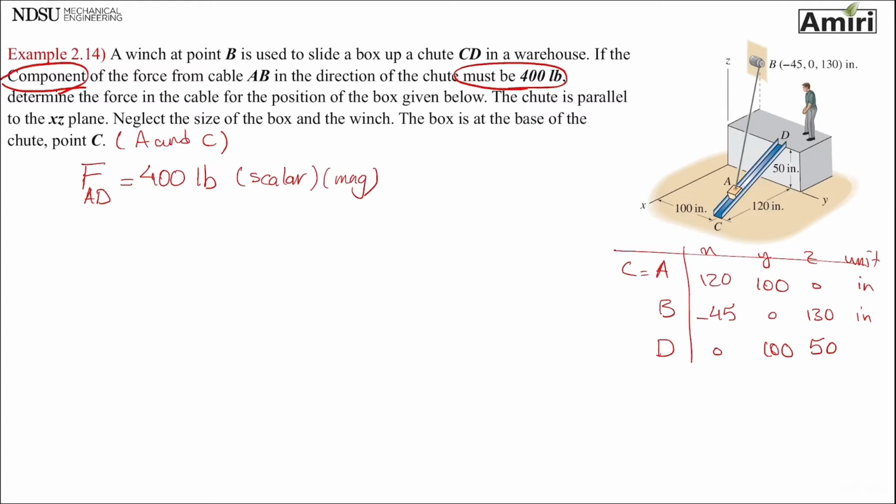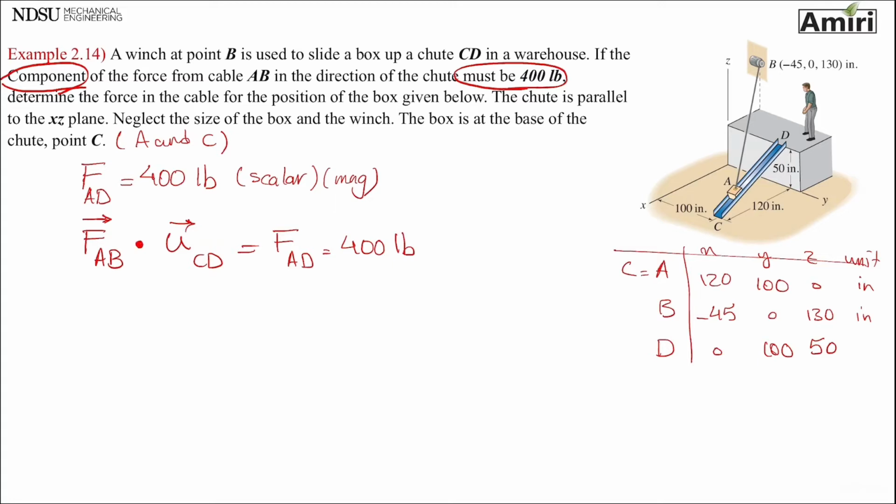Okay. So let's see what we're after. Force AB dot product unit vector CD gives us FAD. And this is given to be 400 pounds, and it's asking us to find the force in the cable.